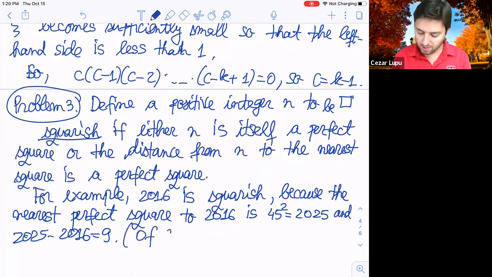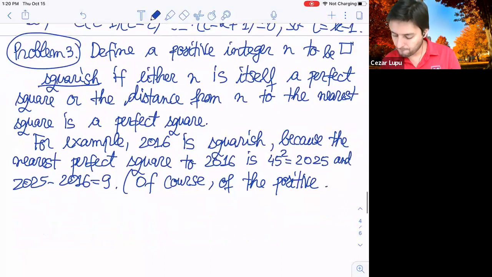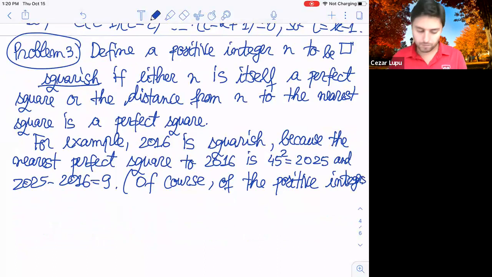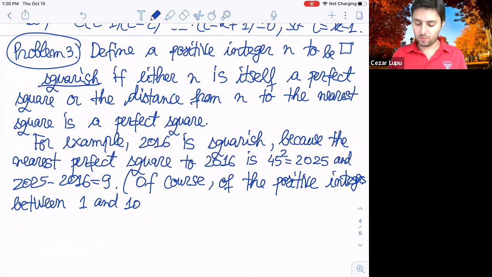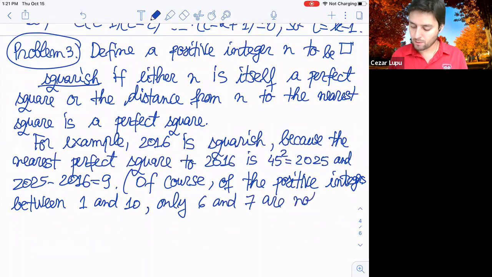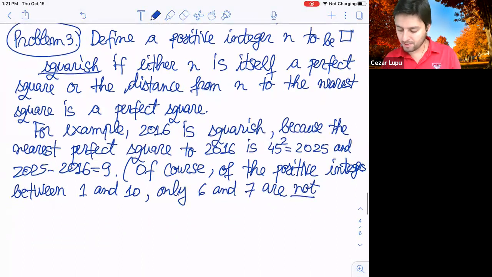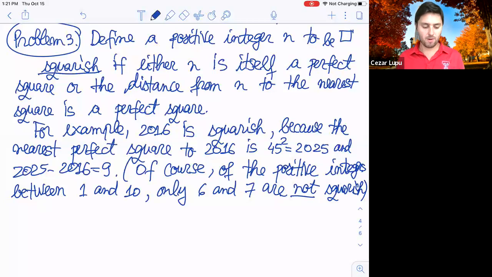And of course, of the positive integers between 1 and 10, only 6 and 7 are not squarish. Right? So do you understand the definition of a squarish number? Is it clear for everybody?